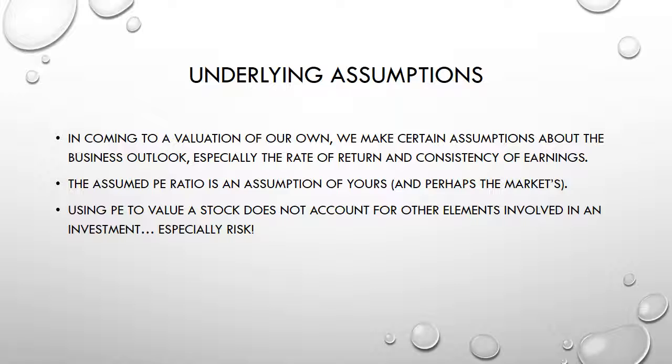And usually when we try to value a business, we try to look at a business that is listed in the market and has similar characteristics to the business that you're trying to value. Using the PE ratio of that listed company, we try to use that to help us value that other business we are looking at or assessing. Using PE to value a stock does not account for other elements, especially risk, right? The PE ratio is a very simplistic way to value a stock, but it is not an absolute measure.